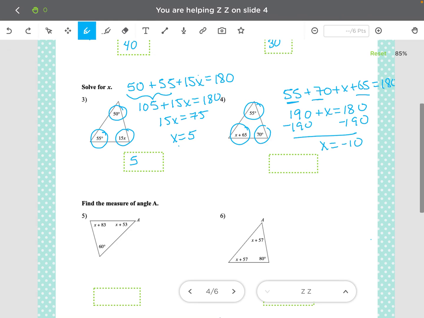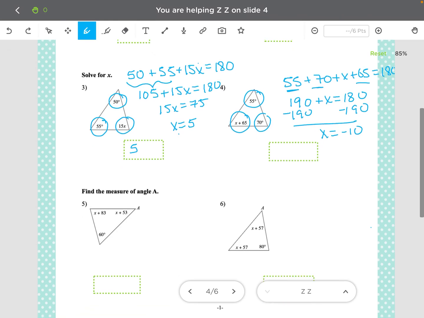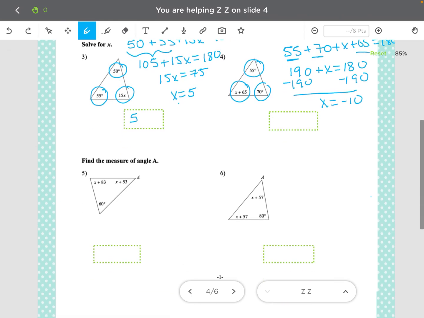So x can be a negative number, right? It's just the angle itself cannot be negative. Okay, the last two problems here, you're going to go ahead and do the same thing that we did in 3 and 4, but then we're going to have to find the measure of angle A. So this is where we plug it back in. So step 1, set up your equation.